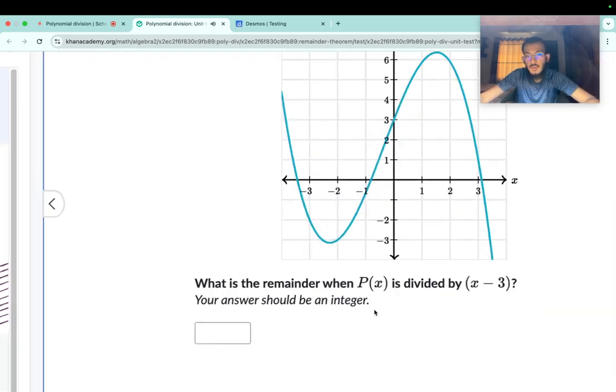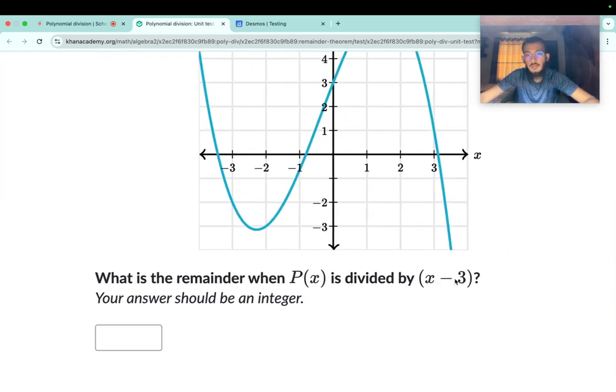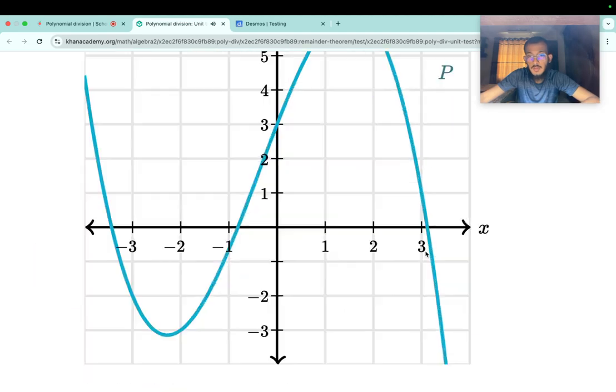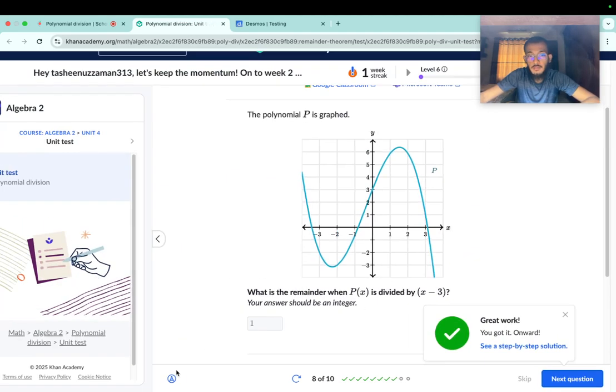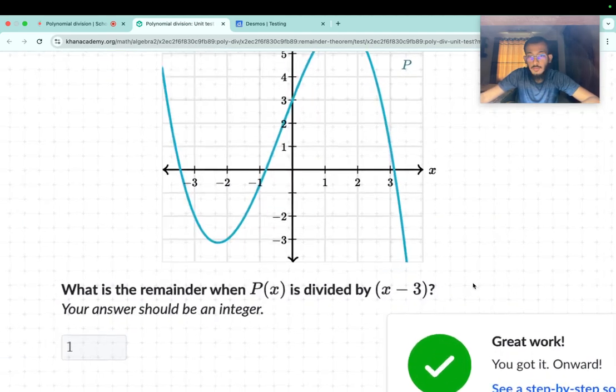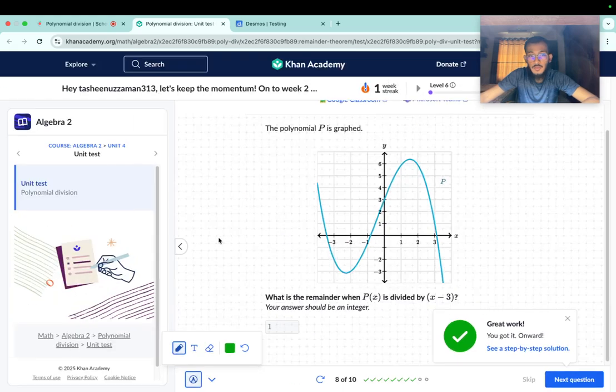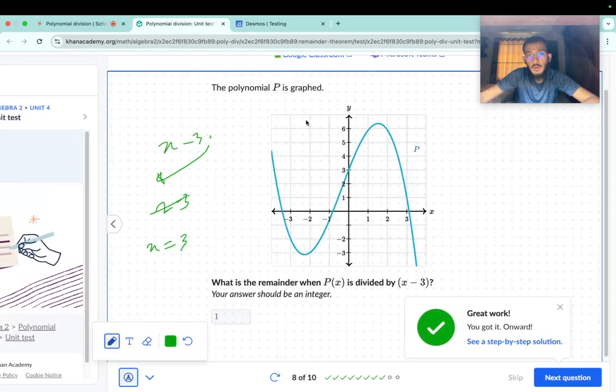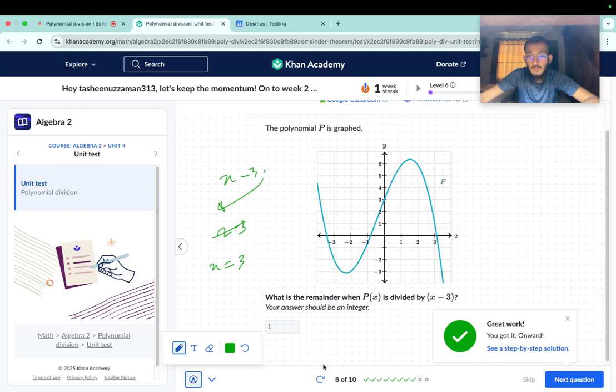The polynomial p is graphed. What is the remainder when p(x) is divided by x minus 3? We have to plug in x equals 3 and see what the value is. It is 1. As we can see, we just have to plug in the value we get by setting this bracket equal to 0, so x minus 3 equals 0, which means x equals 3. When x equals 3, as you can see from the graph, y is 1, which is p(x).